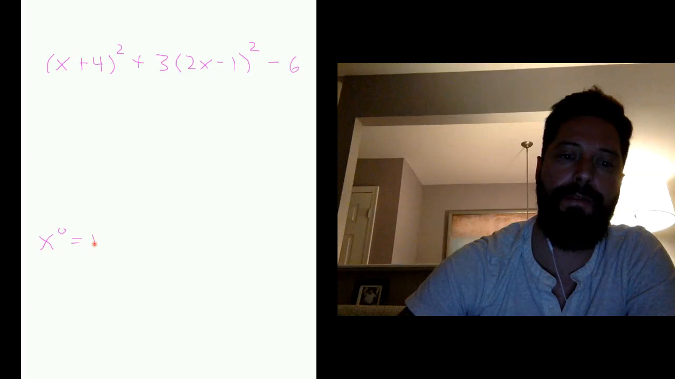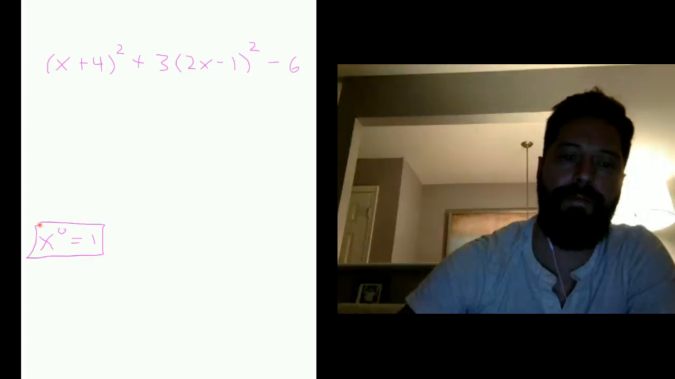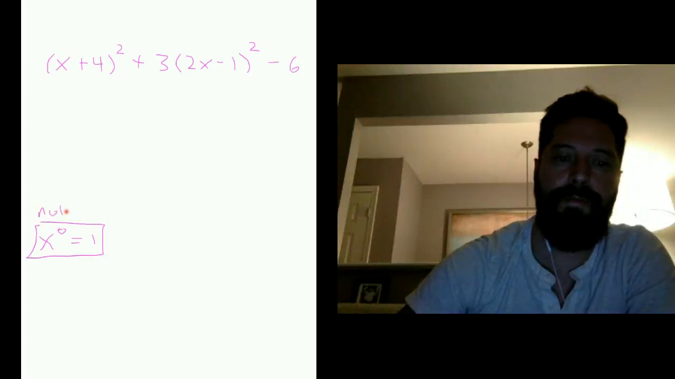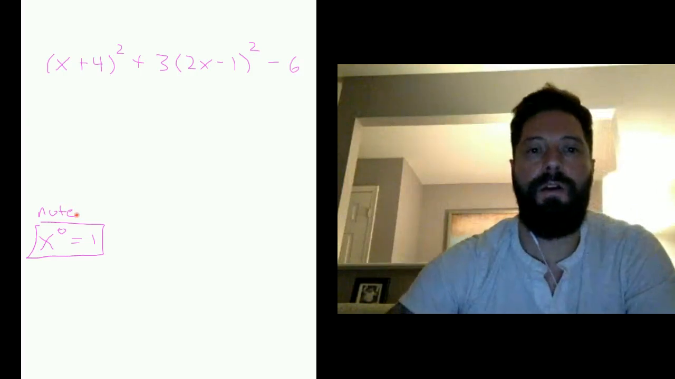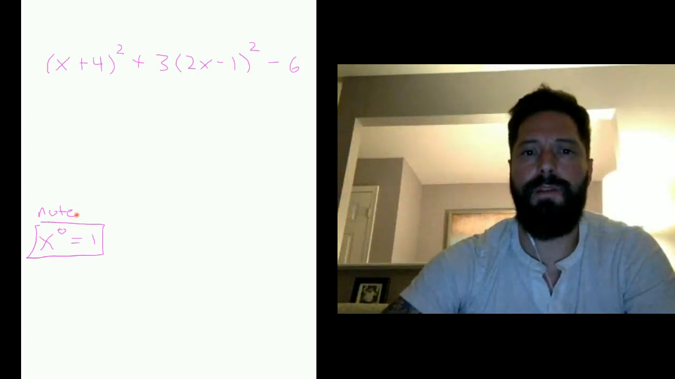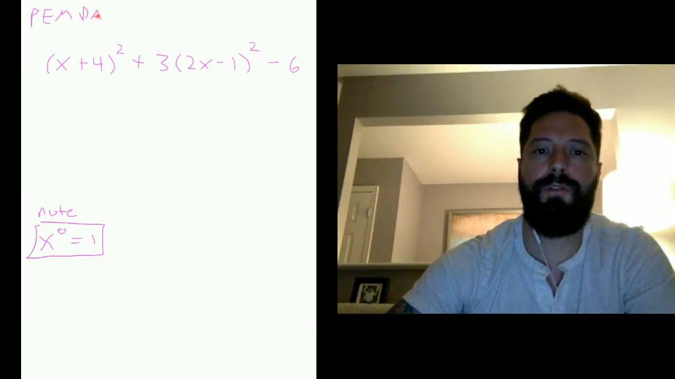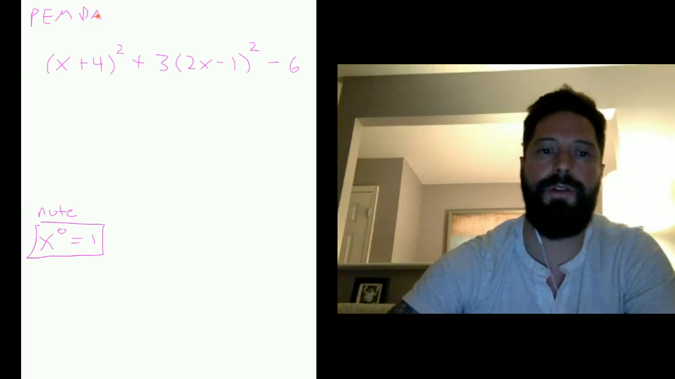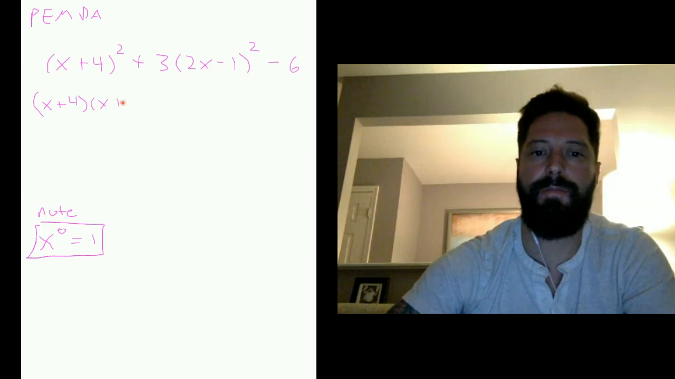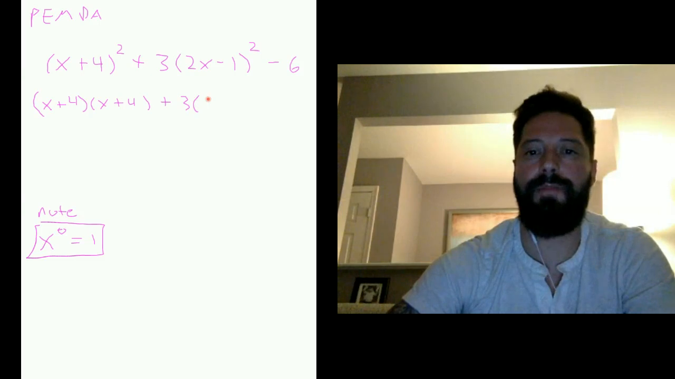All right, the way that you would do this is you would essentially do PEMDAS. So we're going to work out the parentheses first. We're going to square the x plus 4. This becomes x plus 4 times x plus 4, plus 3 times, we're going to square this, meaning multiply it by itself 2 times. And then subtract 6 from the end.